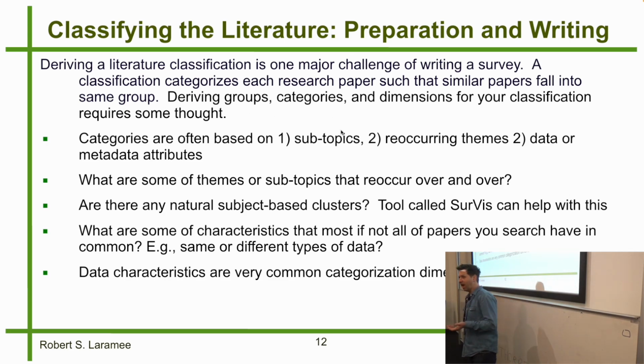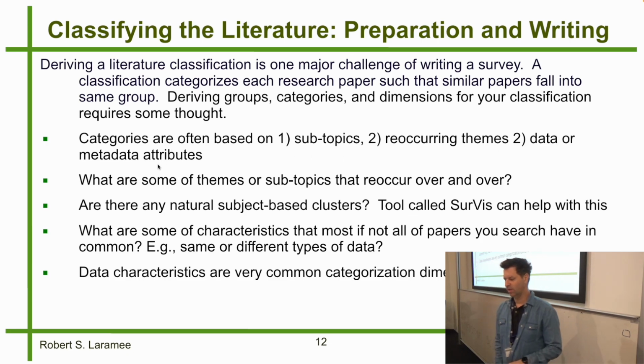By the way, you can ask me as well. You can say, Bob, I have this idea. Do you think this will work? And I can give you my opinion. Categories are often based on subtopics, reoccurring themes, data, or metadata attributes. So the data is one possibility, like the characteristics of the input data. That could be a dimension you use.